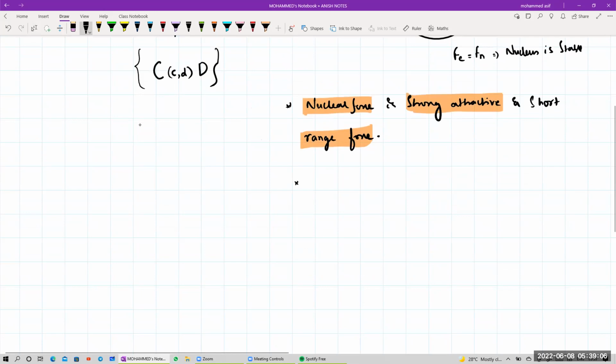So I can say here right now, the force between neutron and neutron must be equal to the force between neutron and proton, and that will be equal to the force between proton and proton in nuclear force.